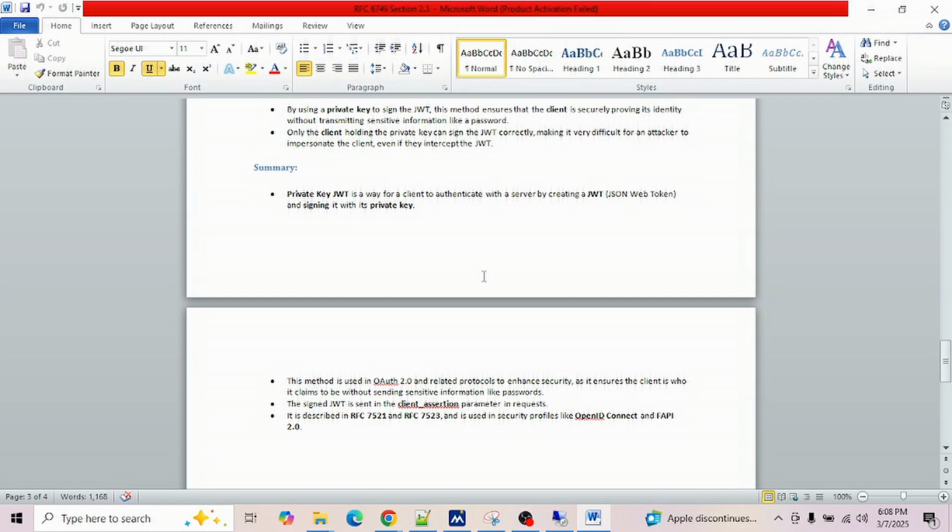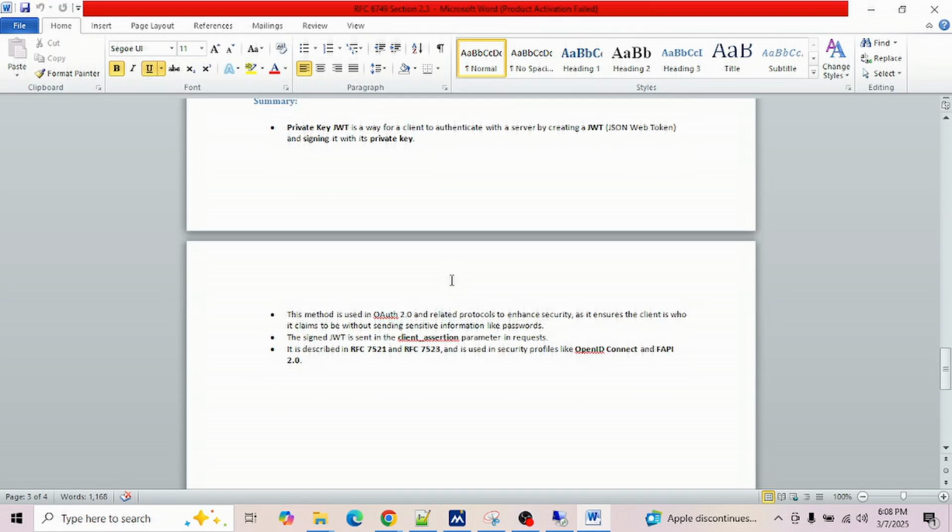Okay, so in summary, private key JWT is a way for a client to authenticate with a server by creating a JWT and signing it with a private key. The method is used in OAuth 2.0 and related protocols to enhance security, as it ensures the client is who it claims to be without sending sensitive information like a password. The signed JSON Web Token is sent in the client_assertion parameter in the request, and it is described in the RFCs and in security protocol profiles like OpenID and FAPI 2.0.